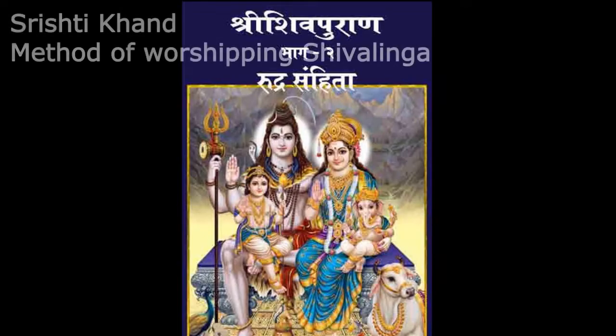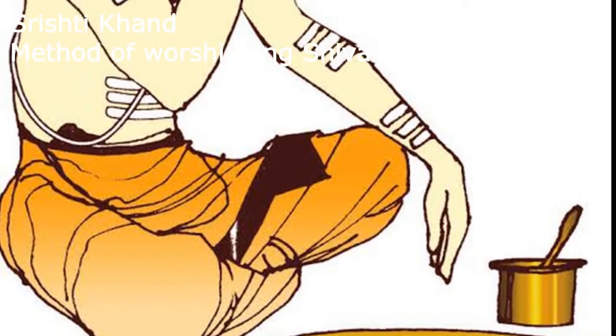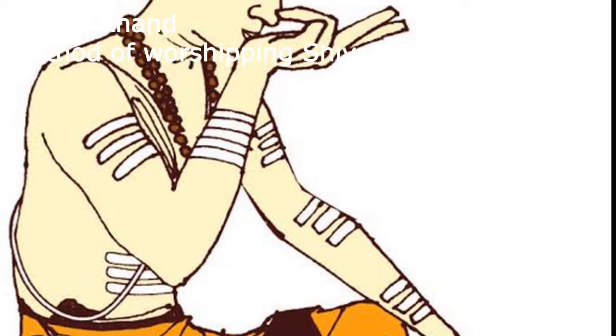In this video, the remaining part of Srishtikand of Rudra Samhita will be seen. Method of worshipping Shivalinga. After performing the rituals like Achaman and Pranayama, a devotee should apply a Tripunda on his forehead and wear a Rudraksha on his body.